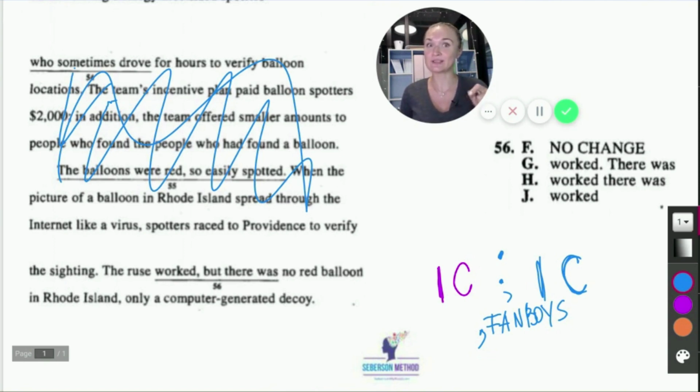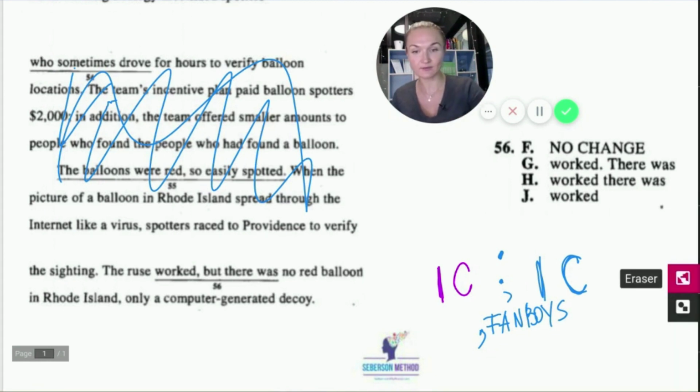The ruse worked. Let me tell you more how it worked. Or maybe there's a continuous relationship, or maybe even a cause and effect relationship. Why did the ruse work? Because there was no red balloon in Rhode Island, only a computer-generated decoy.